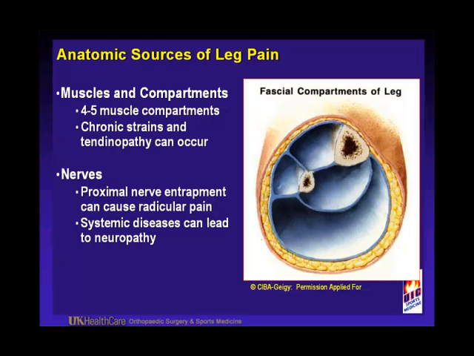The other things that we think about, however, are the anatomic sources of the fascia. 4 compartments. There can be an accessory deep compartment, but typically there are 4. Proximal nerve entrapment can cause radicular pain, and chronic compartment syndrome can lead to neuropathy.